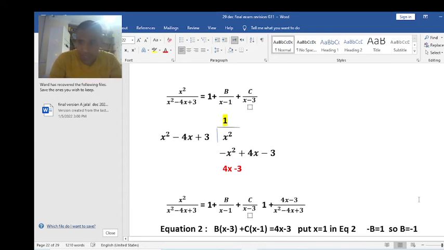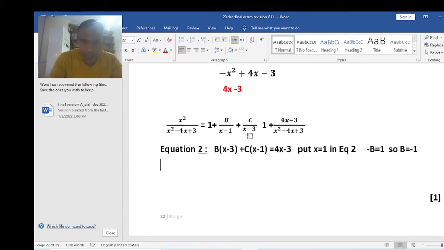Then for the next part, we found B now. Now put x equal 3 in equation 2 to find C. So we'll get 3 minus 1 is 2, I will just write 2C equal to 4 multiplied by 3 is 12, minus 3 gives 9, okay, therefore C is equal to 9 divided by 2, yes, okay. So this is the last answer.